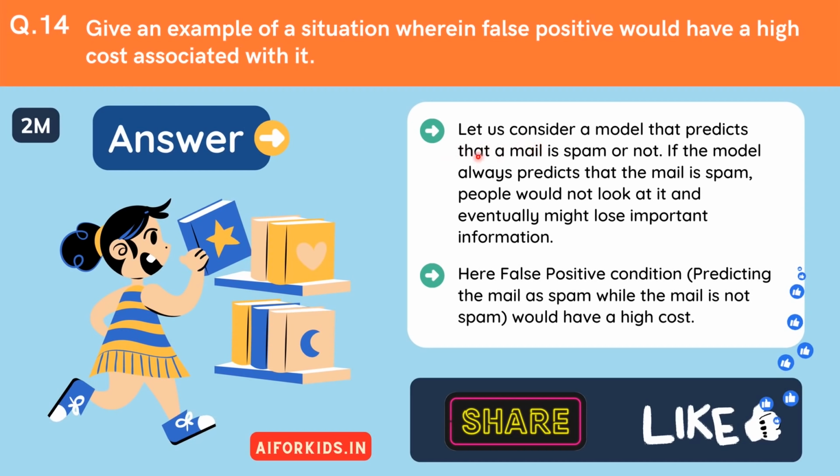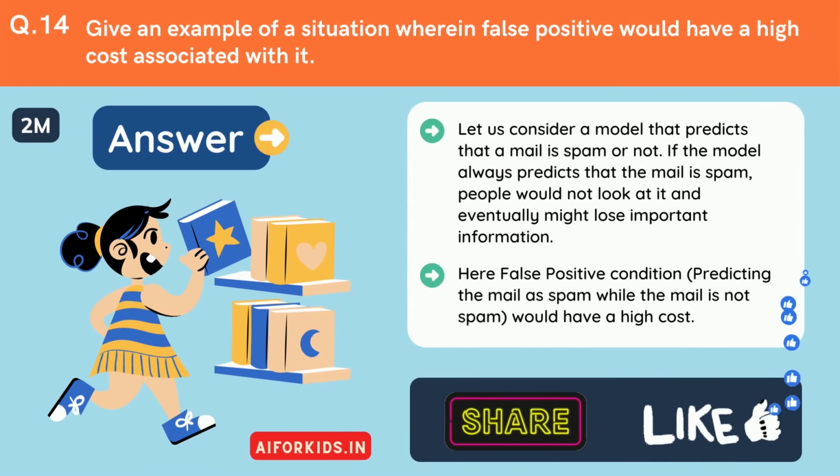So the answer is, let us consider a model that predicts that a mail is a spam or not. If the model always predicts that the mail is a spam, people would not look at it and eventually might lose important information. Here, the false positive condition, that is predicting the mail as spam while the mail is not spam, would have a high cost.